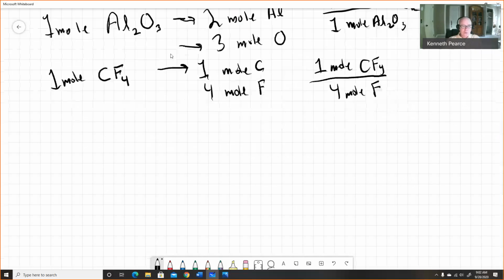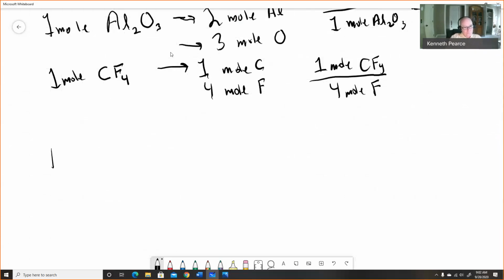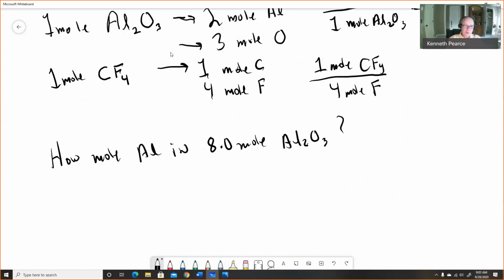So what if we were asked, how many mole aluminum in, let's say, 8.0 mole aluminum oxide? And we would see, now remember, what's our keyword for using our mole ratio? We have to be going from one thing to another thing. And so where are we going from one thing to another thing? Well, we're going between the aluminum and the aluminum oxide. So we are going from one thing to another thing. And so I know I'm going to need the mole ratio between them.